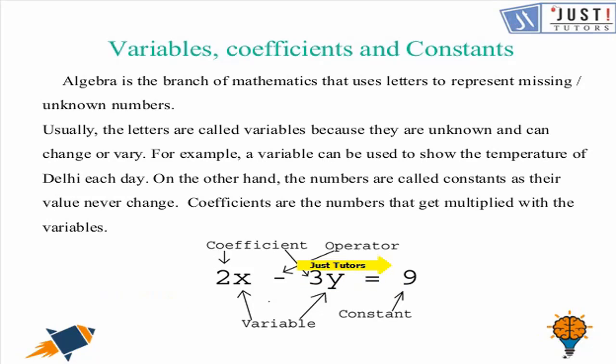For example, you can look at this equation here, and that's 9, which does not have any variable with it, hence it is the constant. Then the third term was coefficient. So coefficients are the numbers that get multiplied with the variables. So if we look at this one, that says 2x. So 2 is being multiplied by x. So hence 2 is the coefficient.